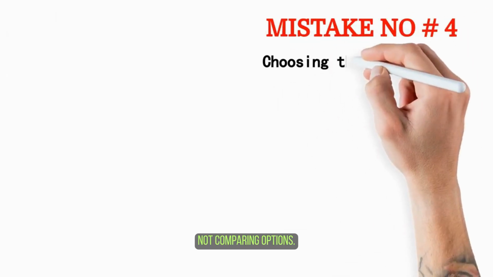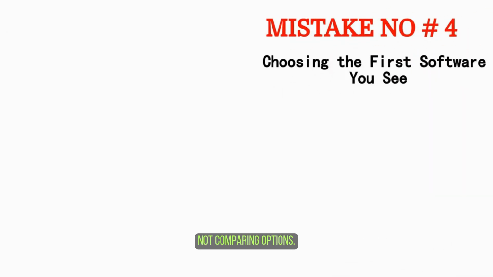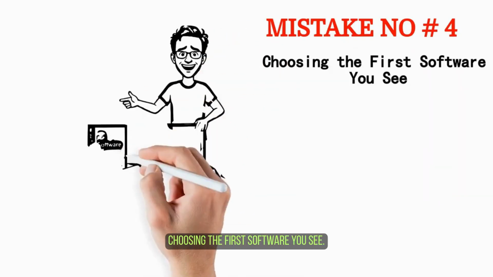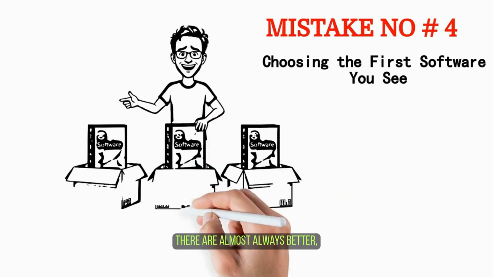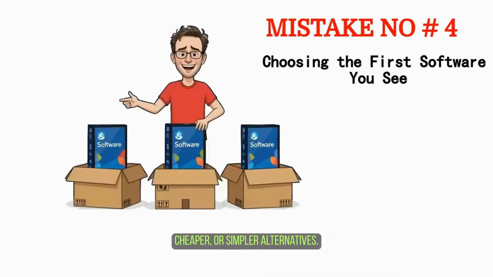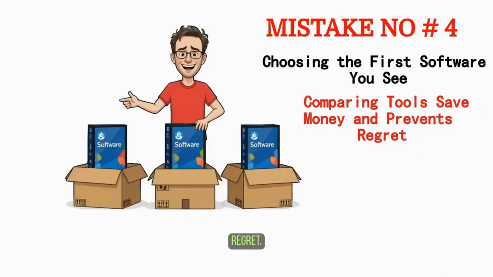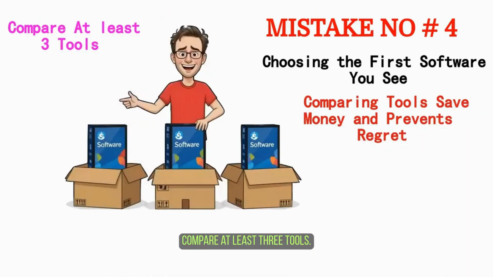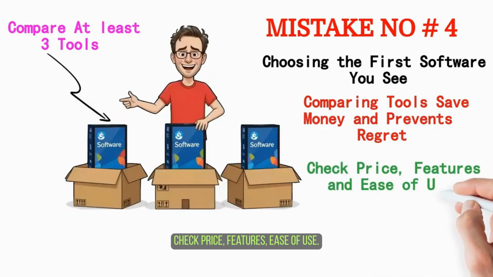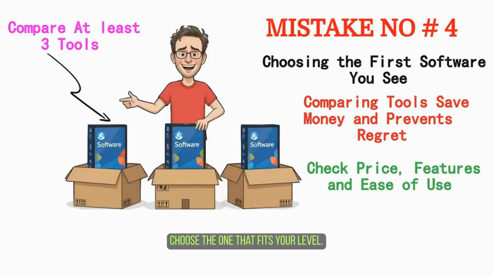Mistake number 4. Not comparing options. Choosing the first software you see. There are almost always better, cheaper, or simpler alternatives. Comparing tools saves money and prevents regret. Compare at least 3 tools. Check price, features, ease of use. Choose the one that fits your level.